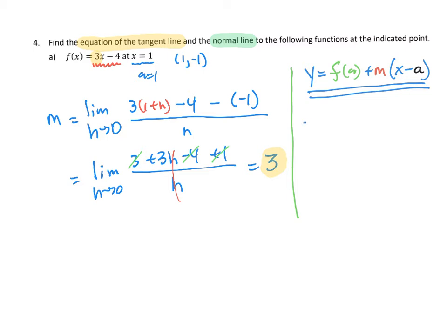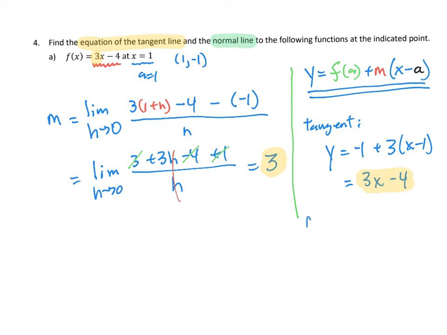I'm going to label this because I also want to do the normal line. So the tangent is y equals negative 1, because that's what f of a is, so negative 1 plus 3 times x minus 1. And when you multiply that out, sure enough, you get the equation of the original line, 3x minus 4, which makes sense because, like I said, this is a trivial case where we're doing the tangent of a linear function. So that's the tangent line. Now let's talk about this thing, the normal line.